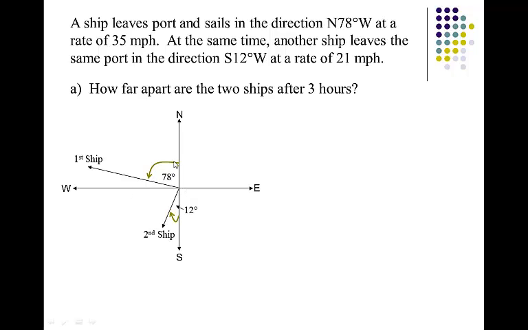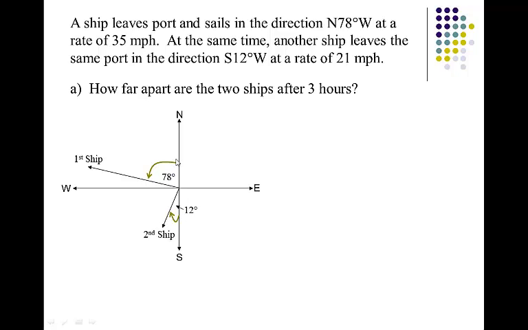And I lay in the bearings. And so you notice the first ship was going faster than the second ship, so I made that bearing longer. You'll do yourself some favors. And you don't have to pull out a protractor and a compass and a ruler and get these perfect, but try to figure out about 78 degrees and try to get about 12 degrees down here.